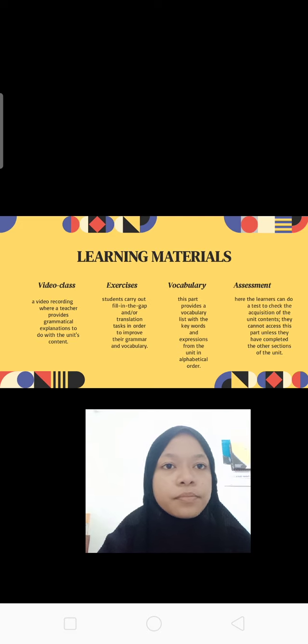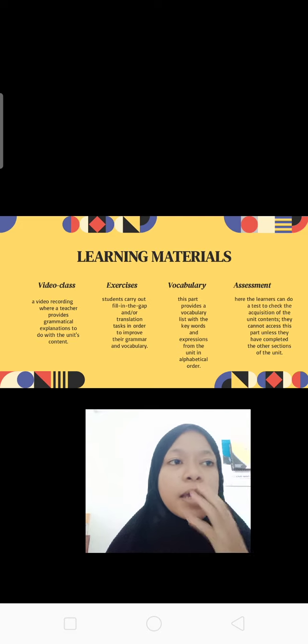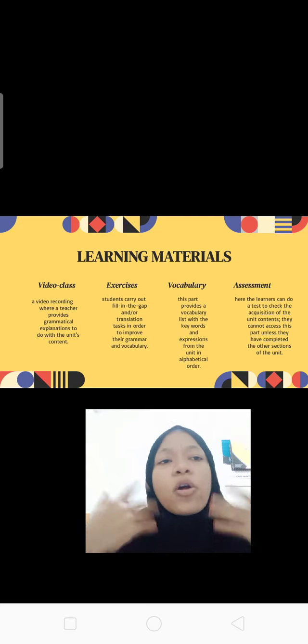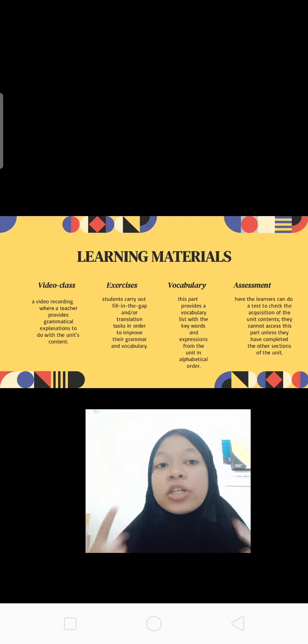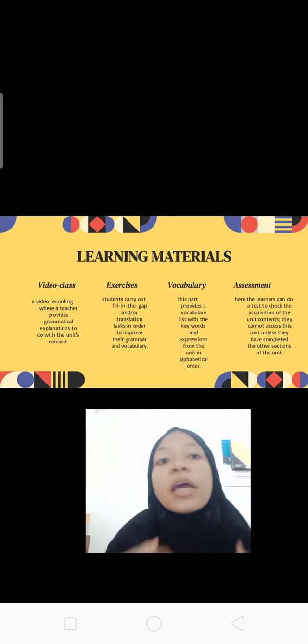And then vocabulary. This part provides a vocabulary list with the key words and expressions from the units in alphabetical order. Learners may listen to them, practice their pronunciation, and compare both versions. A translation into the support language is also included.